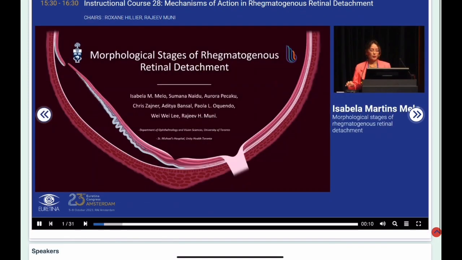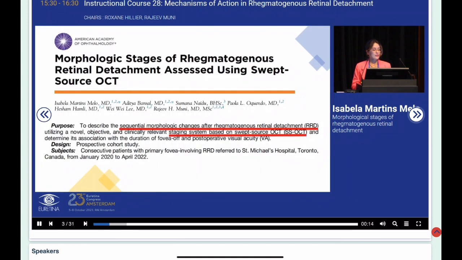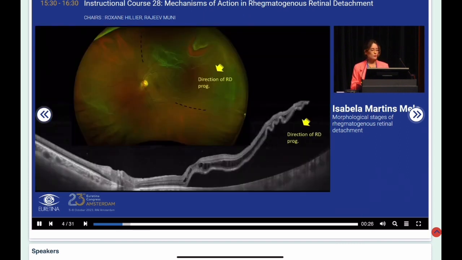Only one part of the morphological changes that happen to the retina. And so last year we published a prospective study on 49 consecutive patients in which we described for the first time the sequential morphologic changes that happen to the outer retina. And we used posterior pole and ultra-wide field swept source OCT, and we assessed the retina along the direction of the RD progression from the peripheral break to its leading edge.